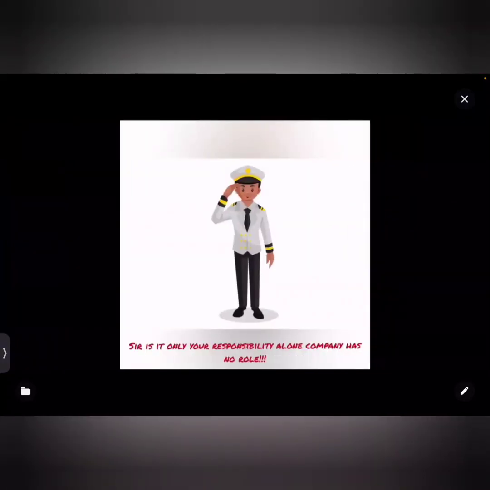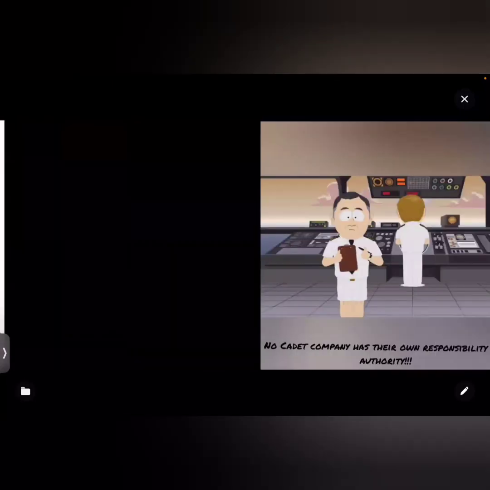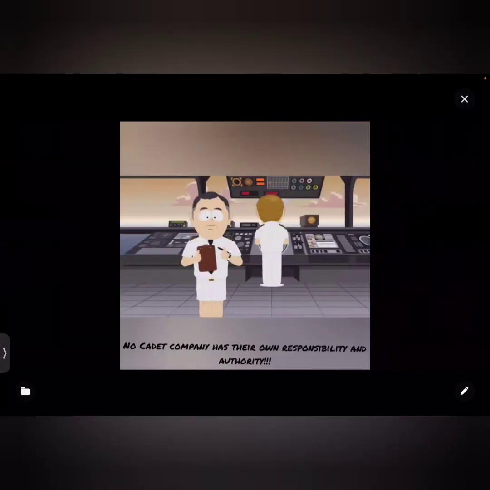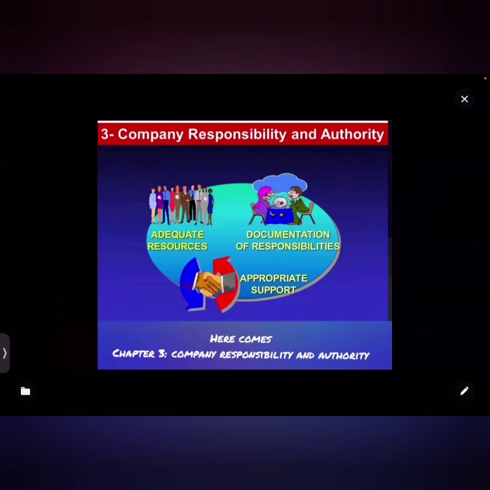Now, the cadet asks the captain again, "Sir, is it only your responsibility alone? Does the company have no role?" "No, cadet. The company has its own responsibility and authority." And here comes your chapter 3, company responsibility and authority.